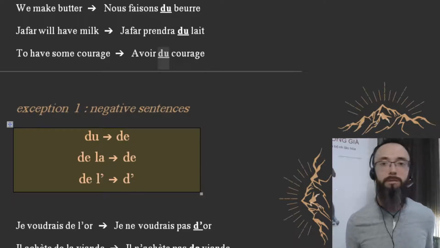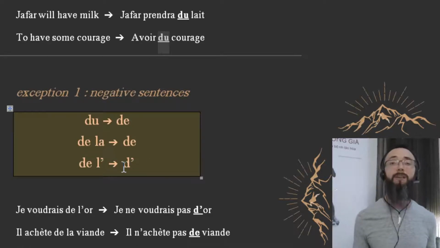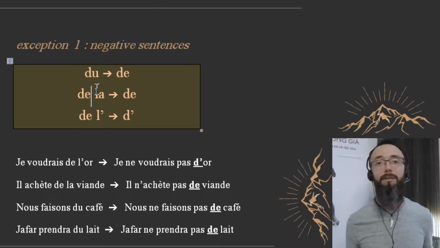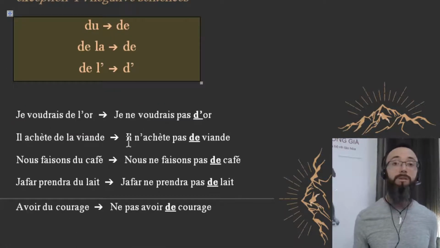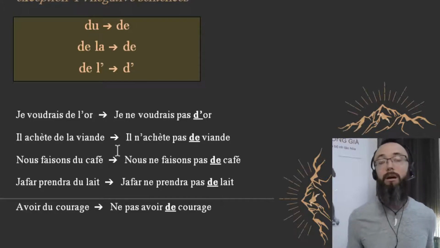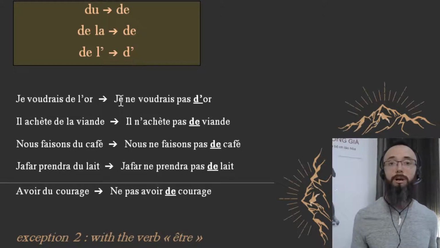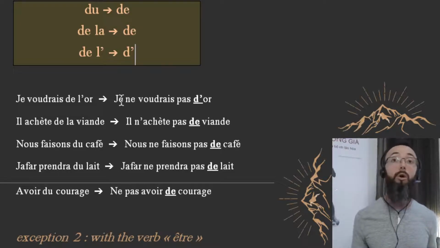There are exceptions in French, a lot of exceptions. And the first one is when you use a negative sentence in French with the use of the partitive article, when you couple the two of them. Du becomes de, de la becomes de, de l' becomes d'. And a bunch of examples are going to illustrate that much better than other kinds of explanations. Je voudrais de l'or, which by the way means I would like gold.